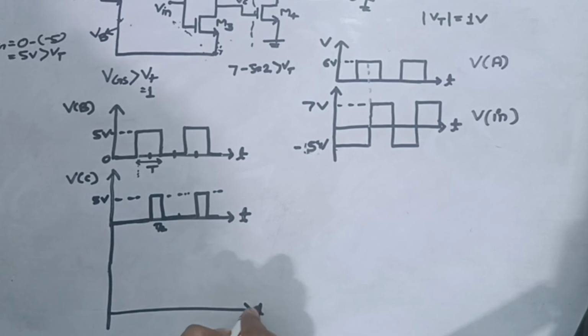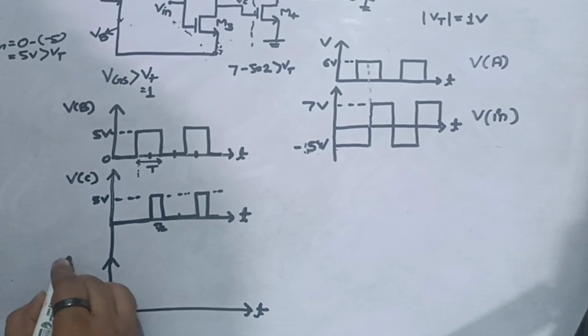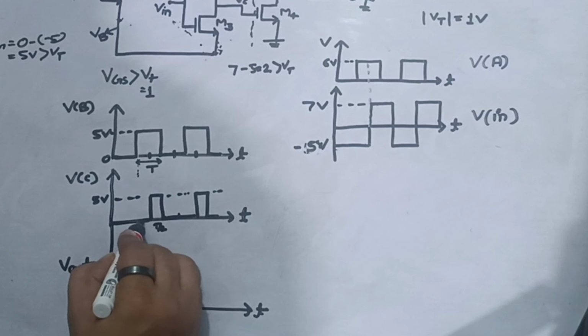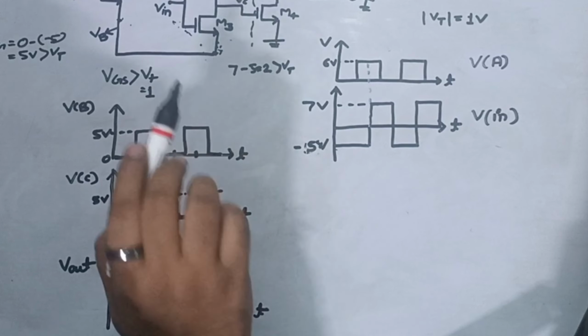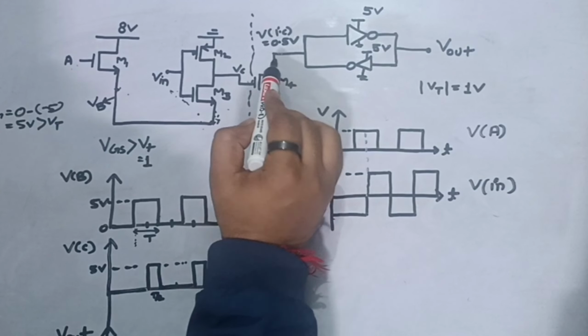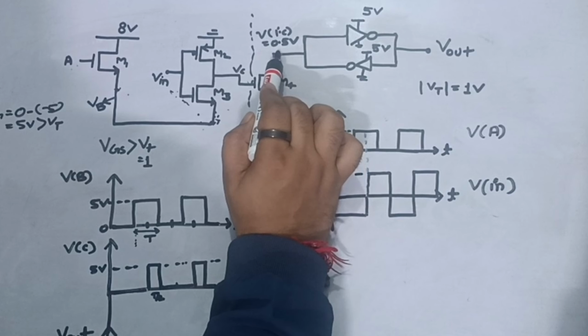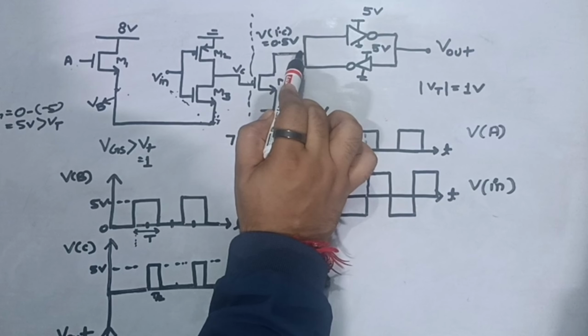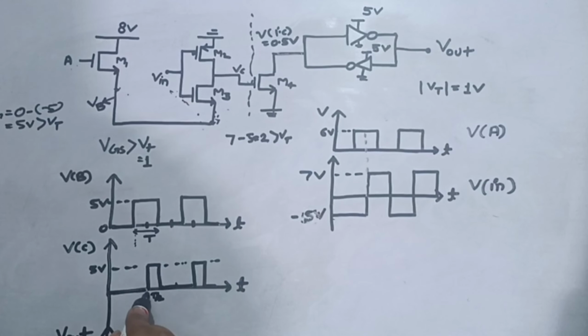With respect to time, we are trying to draw V out. Till the time VC is 0, this NMOS will be turned off, right? Because VGS will be 0 here. So this node is floating kind of, but the initial value for this node is given as 0.5 volt. So let's assume this is sitting at 0.5 volt till this point where your NMOS is turned off.